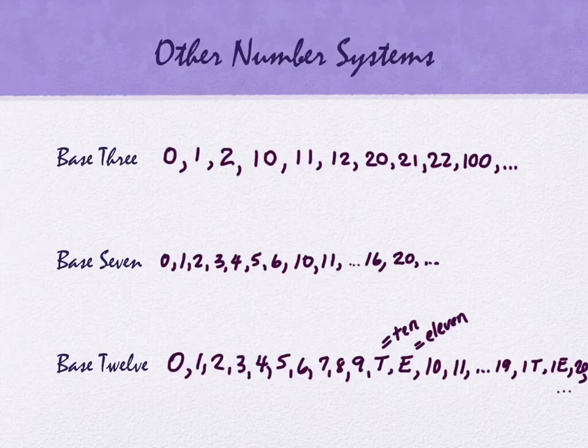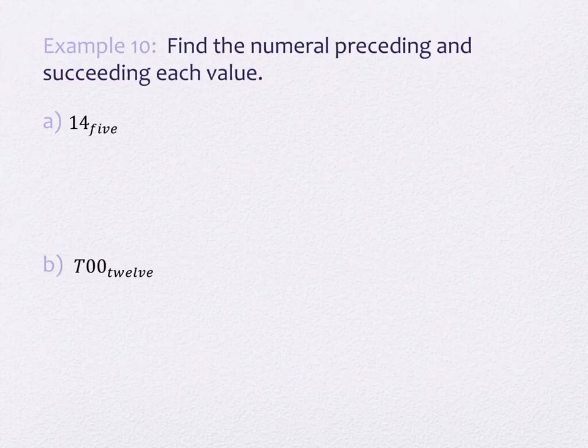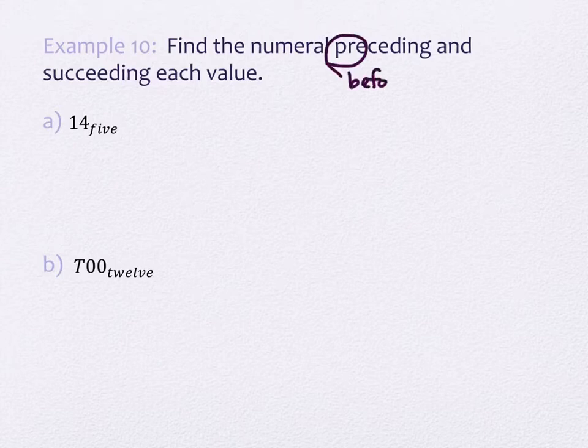All right. So kind of like what we did with the numeration systems, I want to look at what happens when we look for a number before and a number after a numeral in a different system. So here's an example. Find the numeral preceding. What does preceding mean? Before. And succeeding, which means after. So the number before, the number after each value. I obviously picked numbers on purpose here. That means one of them is going to be hard to do, because I want you to see what they are.